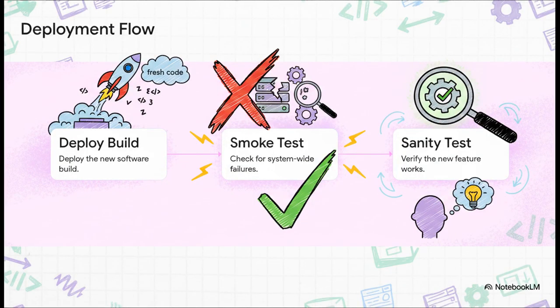So your immediate post-deployment flow looks exactly like this. Step 1, deploy the fresh code. Step 2, immediately run that smoke test to check for any fatal system-wide meltdowns. If it survives that, Step 3, zoom way in and run a sanity test just on your newly added feature. It's a really elegant process of elimination that ends up saving engineering teams massive amounts of debugging time.